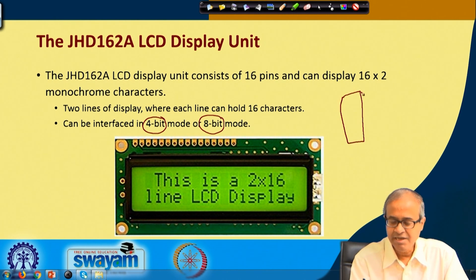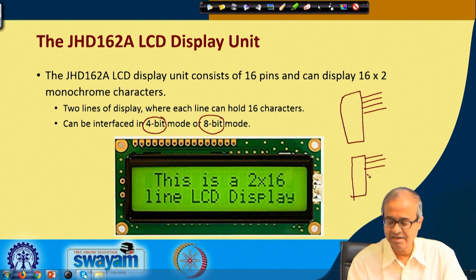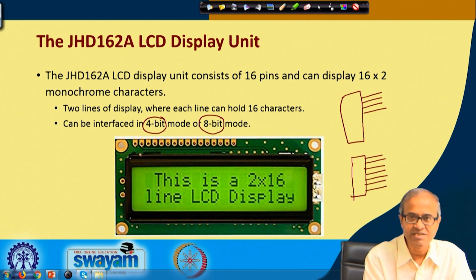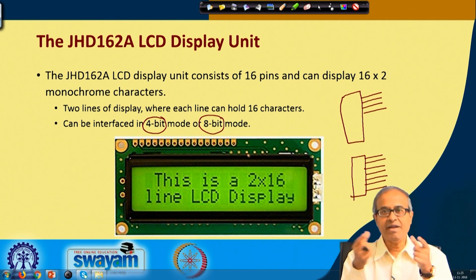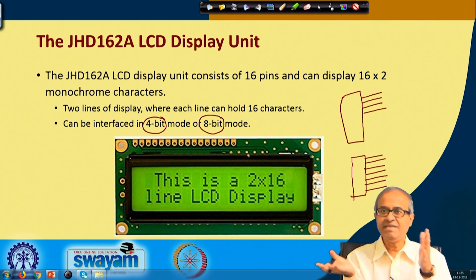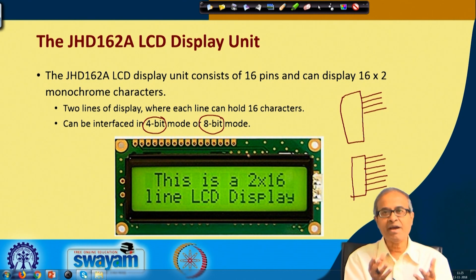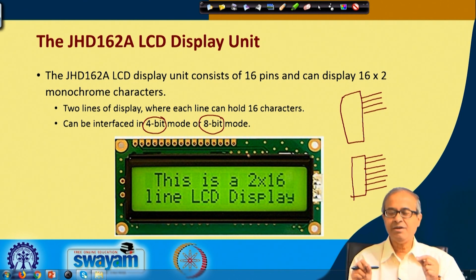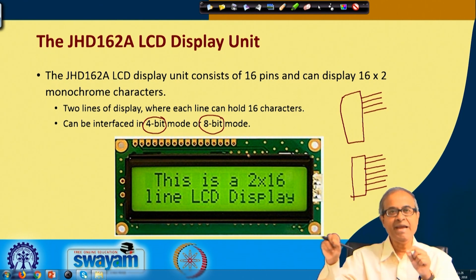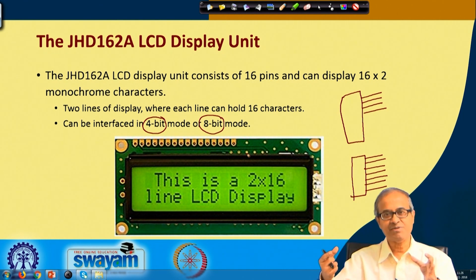In this display unit, you connect only 4 data lines with the microcontroller, and in the 8-bit mode, you will be connecting 8 data lines to the microcontroller. Here among the 16 pins, 8 of them are data lines. So, naturally, if you connect all 8 of them to the microcontroller, it is easier to send the data, right, because all characters are typically encoded in some character code like ASCII, which is 7-bit or 8-bit code. So, you have to output 8 bits, but on the flip side you have to connect 8 wires. So, the number of wires becomes more.